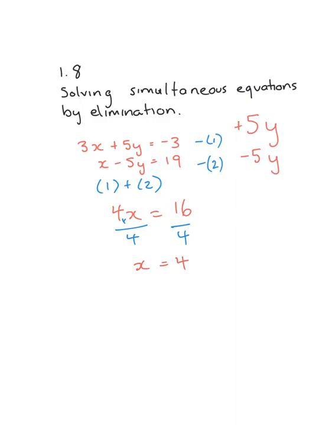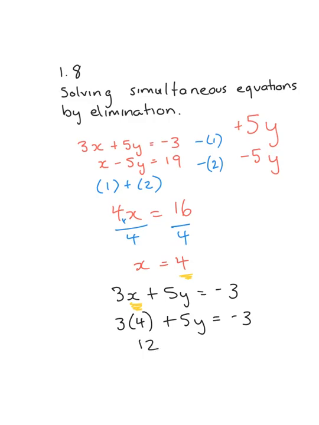This is only half of the solution. I now need to find y. I choose either equation 1 or 2, whichever looks easier. In this case, I'm going to choose 1. 3x plus 5y equals negative 3. I'm now going to substitute for x the value that I know x is, which is 4. 3 times x plus 5y equals negative 3. 3 times 4 is 12, plus 5y is negative 3.